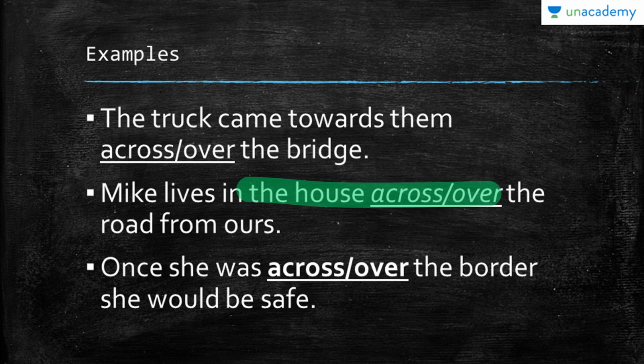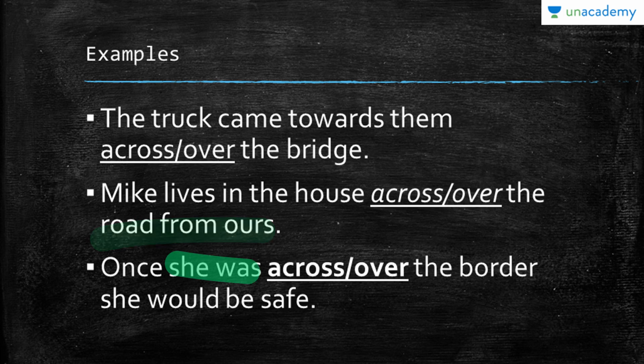Mike lives in a house across/over the road from ours. Mike lives in a house across the road from ours is more appropriate than over the road, because over, as we will see in the next slide, basically conveys a movement which is above the other thing. So that is why across here becomes more apt.